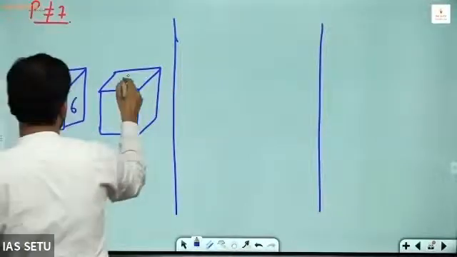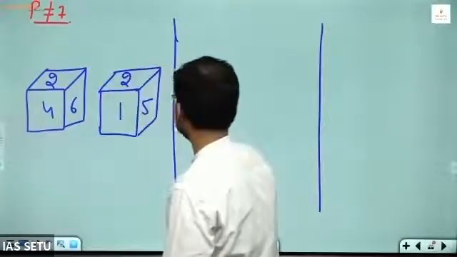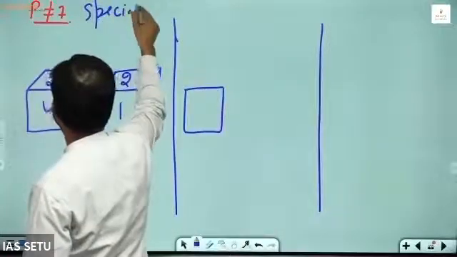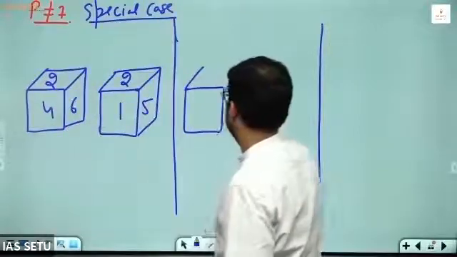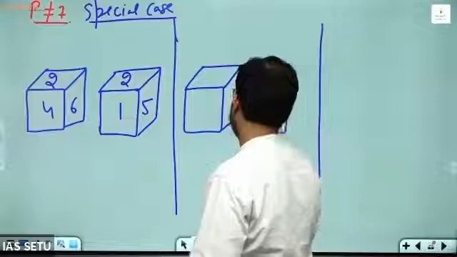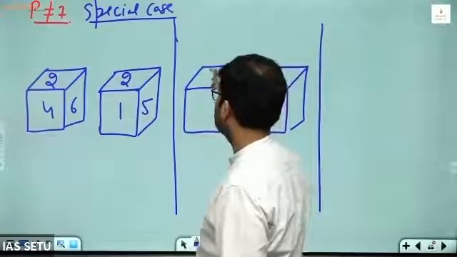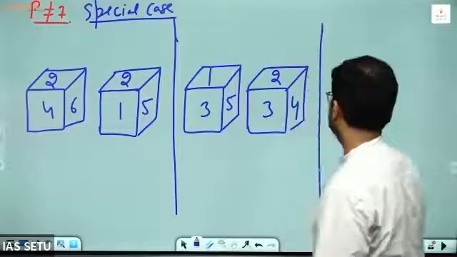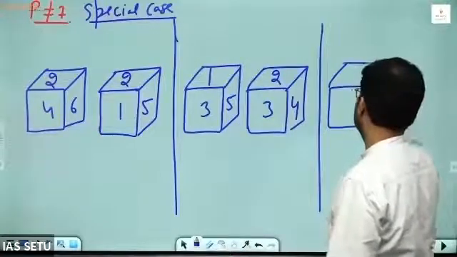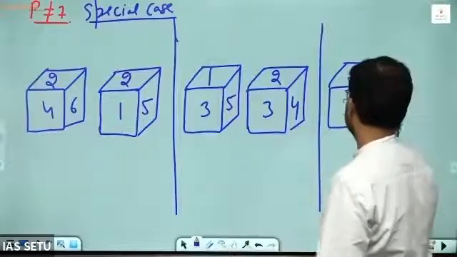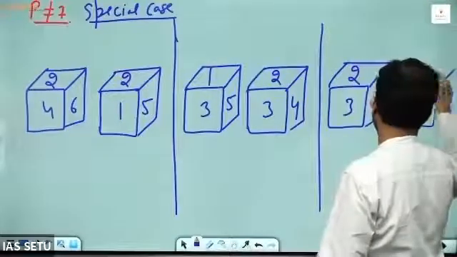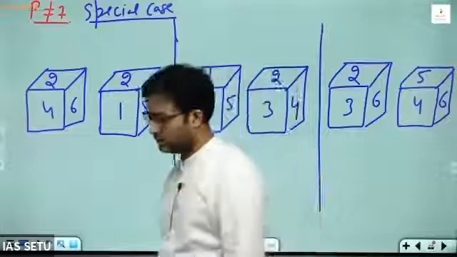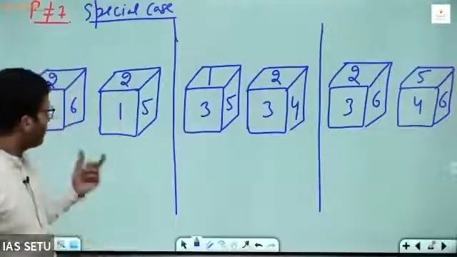2, 4, 6, 2, 1, 5. And property 7 is special case. Special case. This is 1, 3, 5, 2, 3, 4. Third example. 2, 3, 6. 5, 4, 6. Now, what you have observed in example number 1?